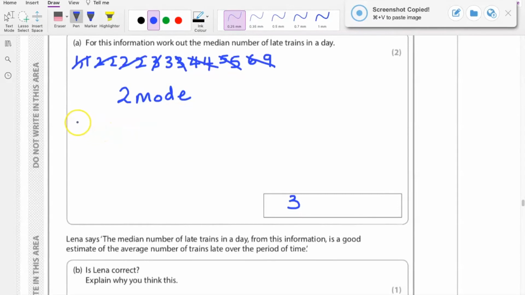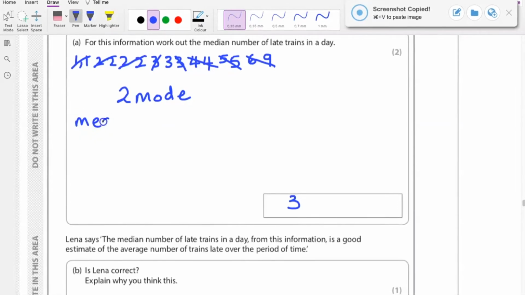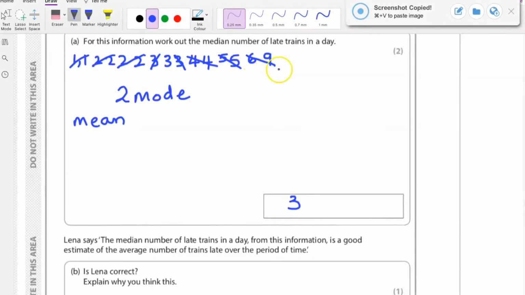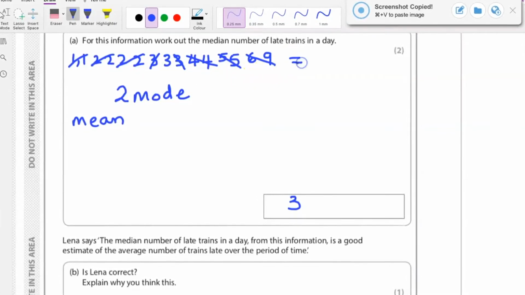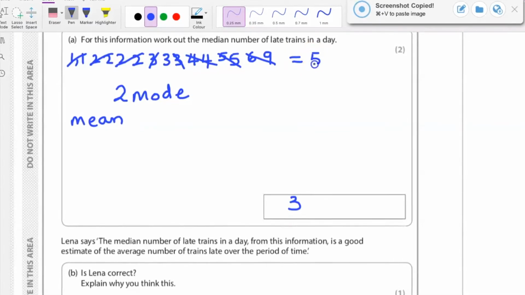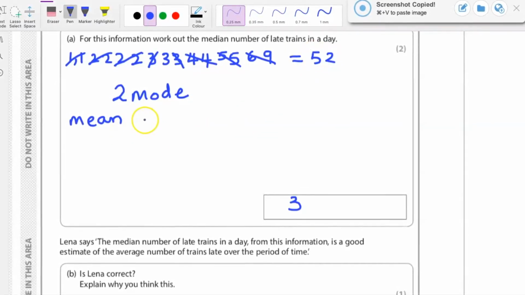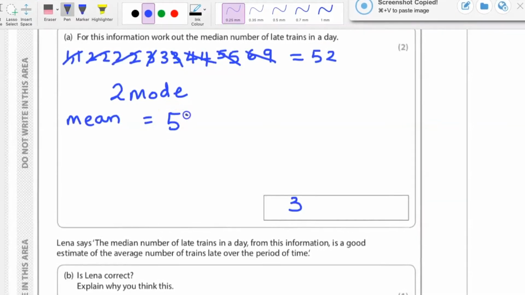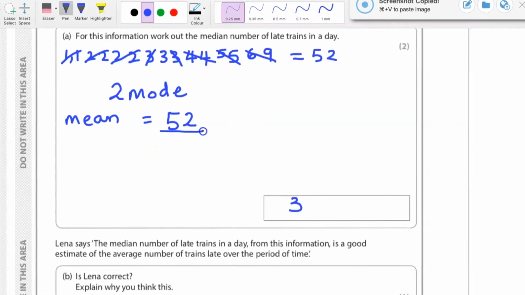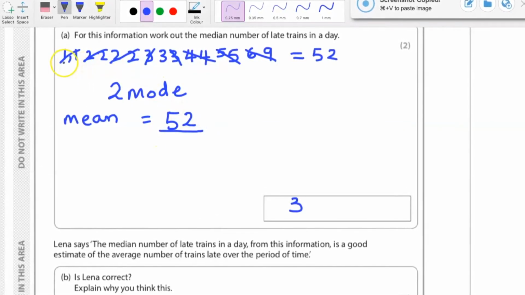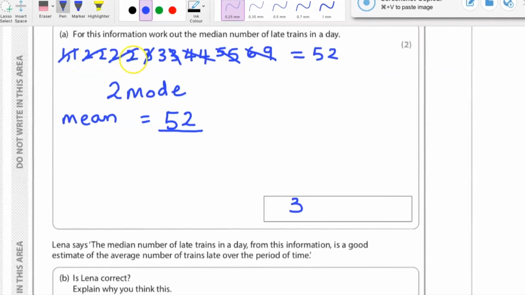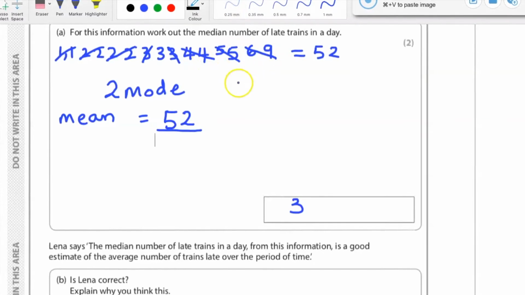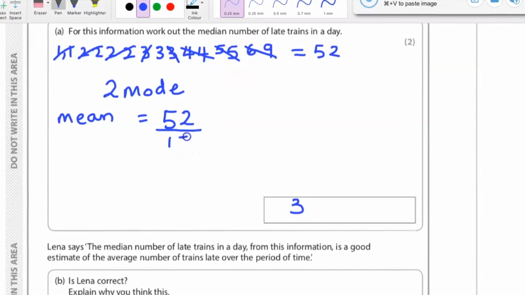Now to find the mean, we add the numbers at the top all together. If we add all these numbers together, it will give us 52. So that is going to be 52 divided by how many numbers there are. 1, 2, 3, 4, 5, 6, 7, 8, 9, 10, 11, 12, 13, 14, 15. We have 15 in total.